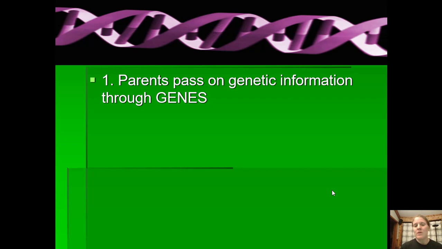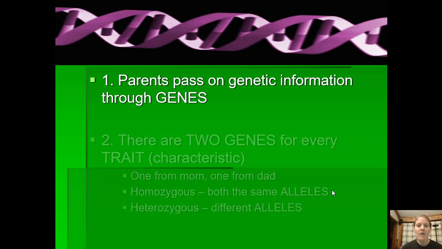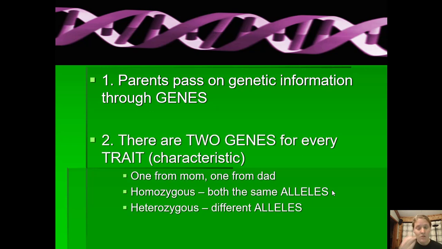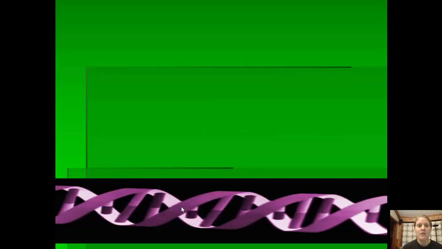So through Mendel's work with peas, he discovered and identified that parents pass on genetic information through genes. Genes are sections of your DNA that have instructions for some functional product, which is usually a protein or some RNA. He also identified that there are two genes for each characteristic that you have. One came from your mom and one came from your dad. If you happen to get the same type of that allele from both of your parents, you're considered homozygous. And if you got different alleles, you are heterozygous, homo being same and hetero being different.